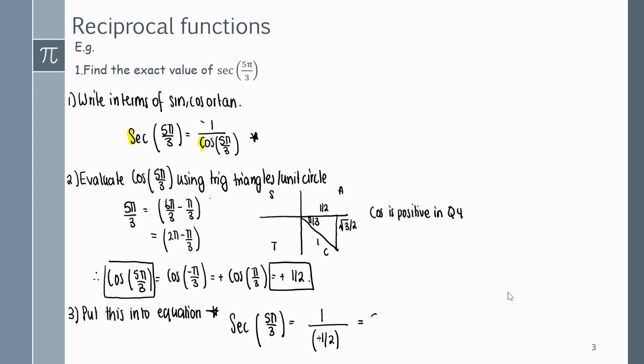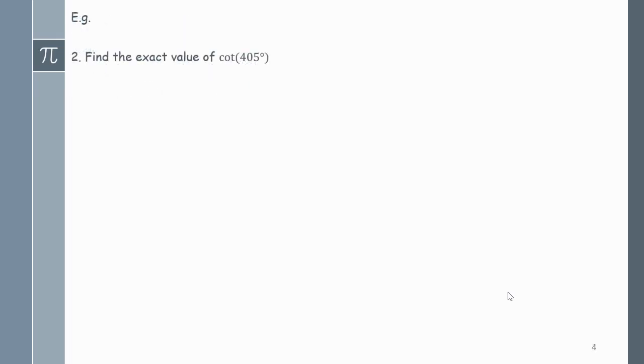You don't need to put the positive sign in there. Once you do 1 divided by a half, then we get 2. So that's our final answer. Next question.